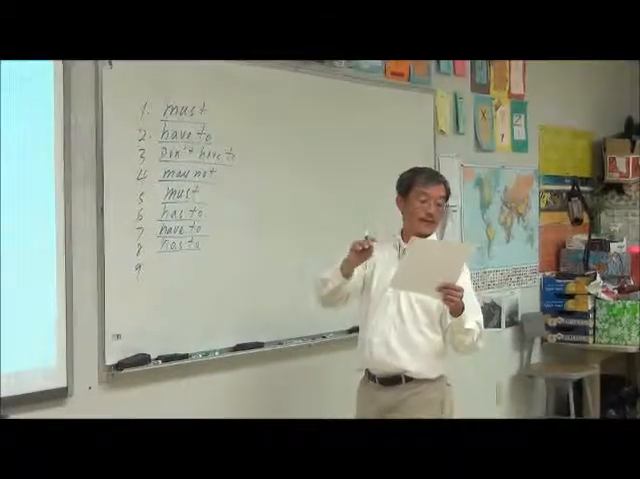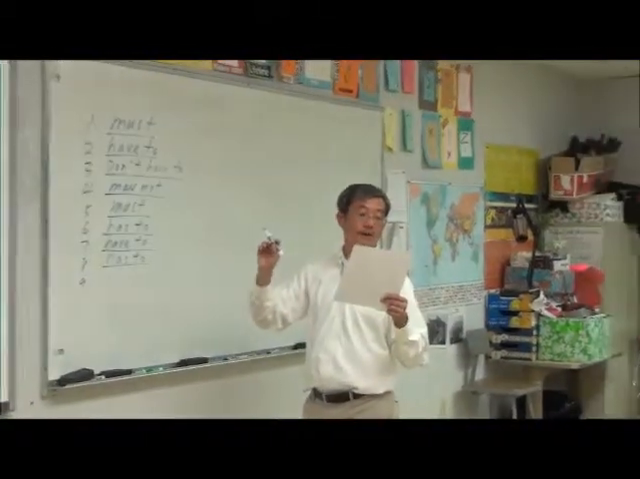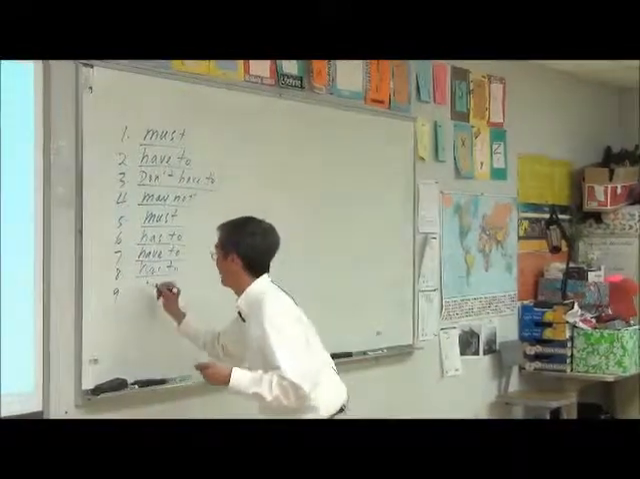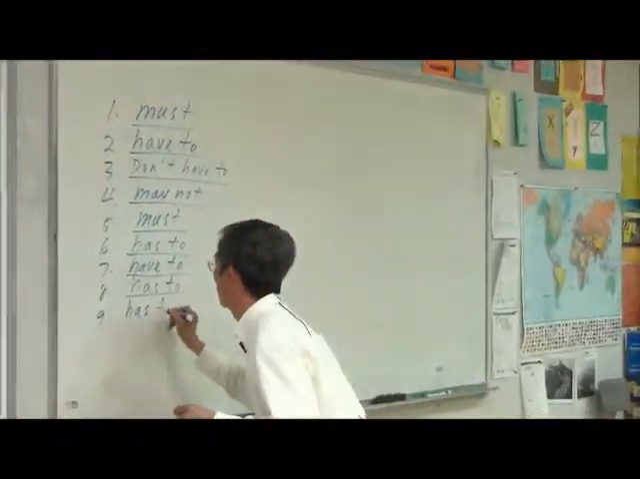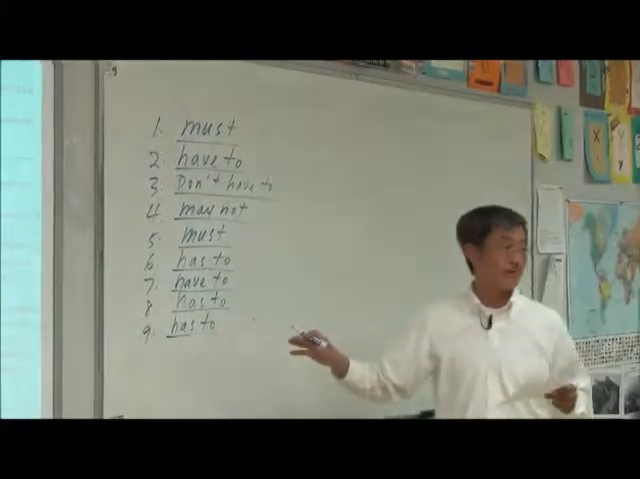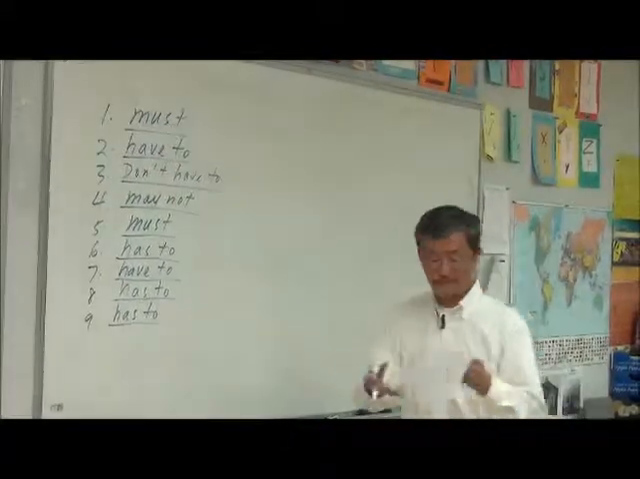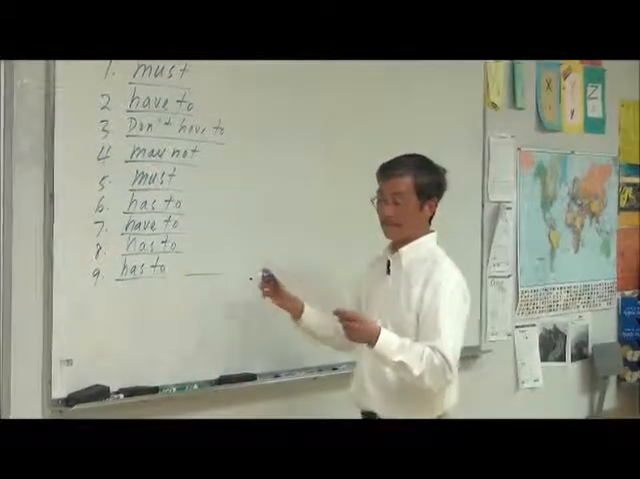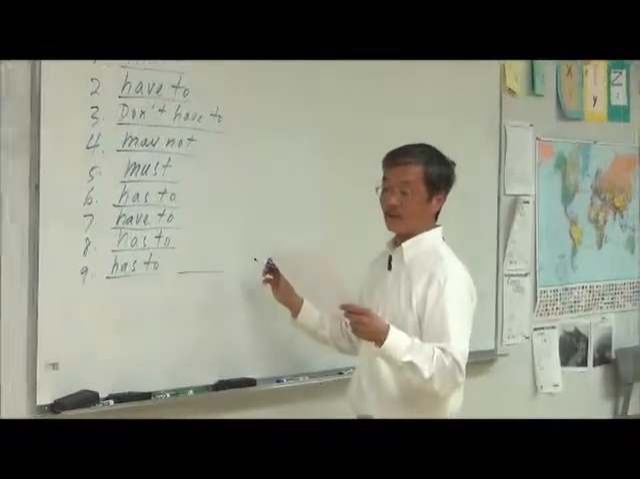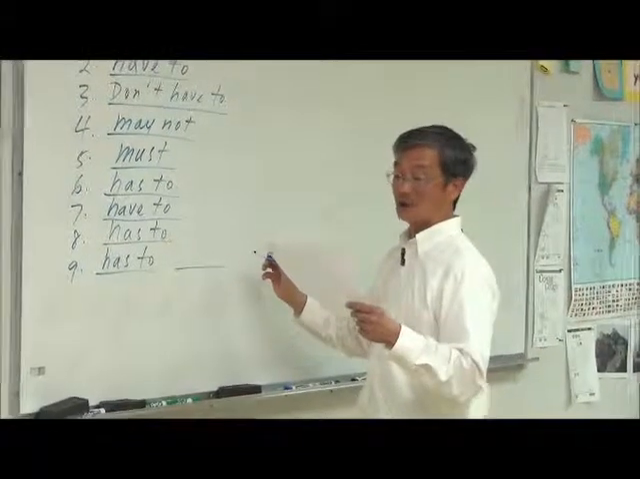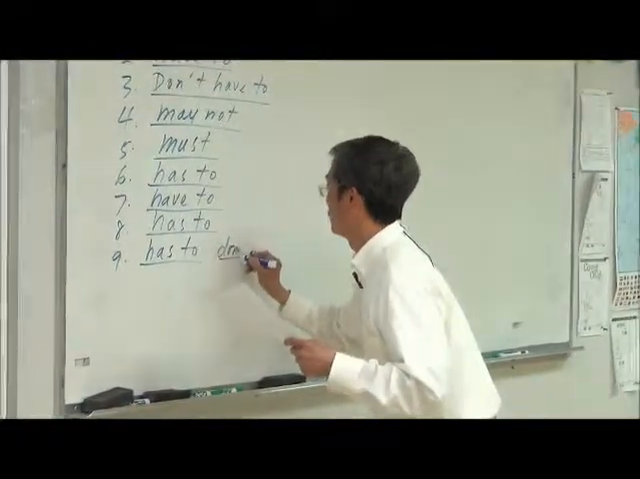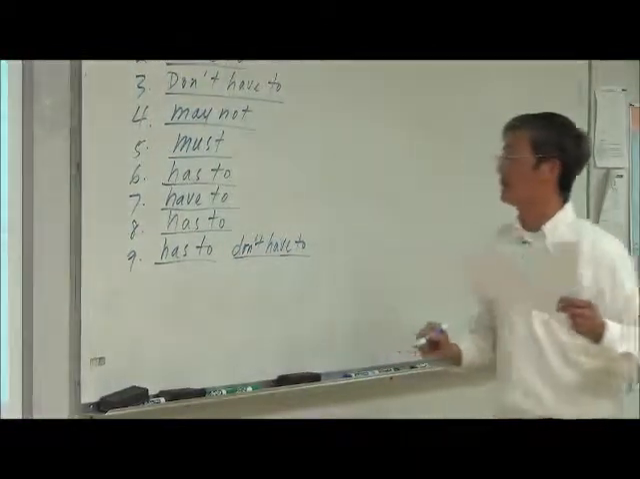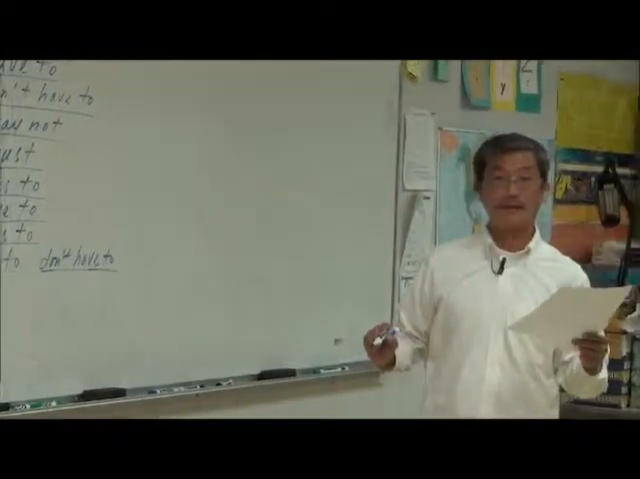Let's go back to number 1 here. Everyone. Everyone what? Has to. So the answer for number 9 is has to, because we talk about everyone, right? Everyone has to, right? And then the second answer to that is, so that they what? They don't have to. Don't have to. Okay? So those are your answers right there for number 9.